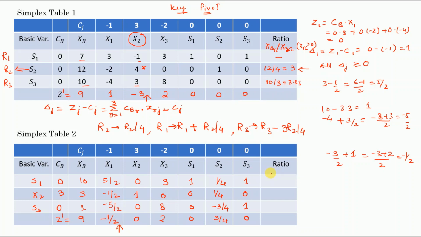And now to calculate the outgoing, this x1 is incoming. To calculate outgoing, we will calculate the ratio xb by x1. Look at this, these two values are negative, so only one ratio will be calculated, 10 upon 5 by 2. This is 20 by 5, this is 4. Only one ratio is there, so only this is the vector. So this is the variable and this will leave out the basic variables. So it means now we have to create another table. Then this element is the key element. So we will repeat the same procedure here.